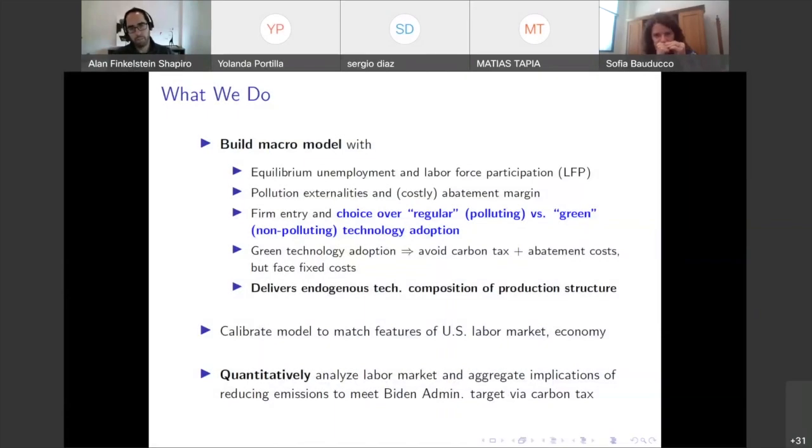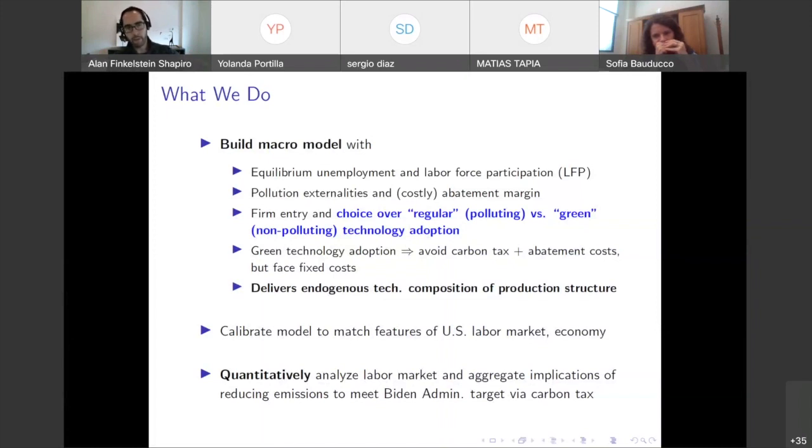RBC model, or again, an aggregate macro model that's going to feature equilibrium employment and endogenous participation in the labor market, mostly because that's going to allow us to also understand to what extent carbon taxes are affecting the extensive margin of labor supply. And we're going to follow the literature when it comes to thinking about how we introduce pollution or these damages from CO2 emissions via pollution externality.